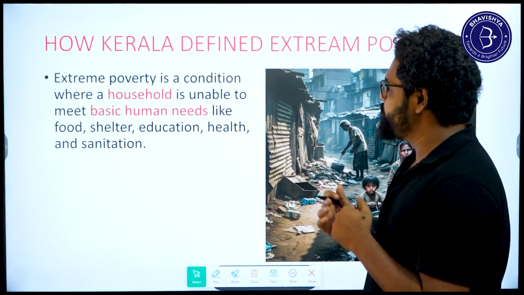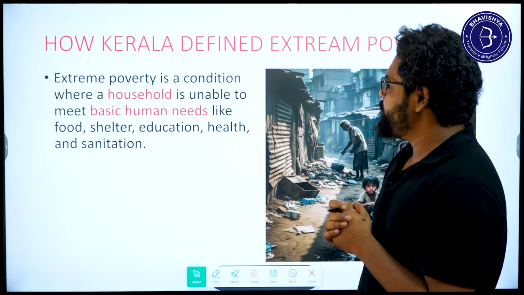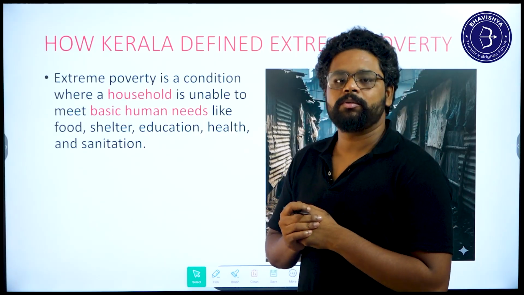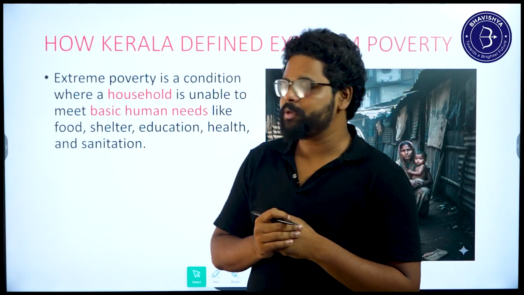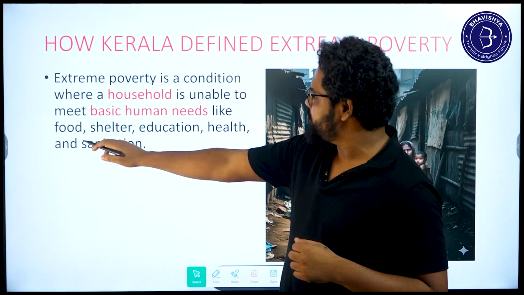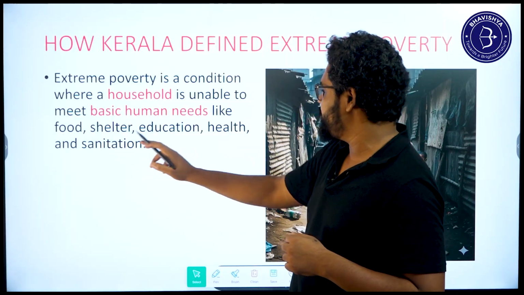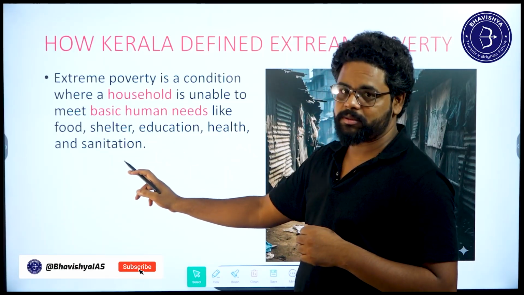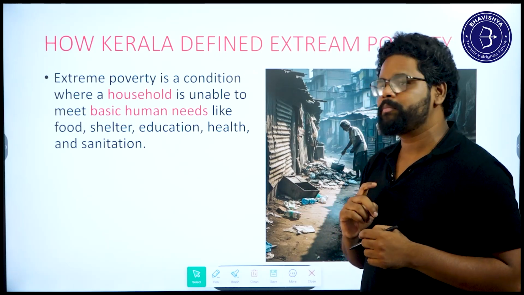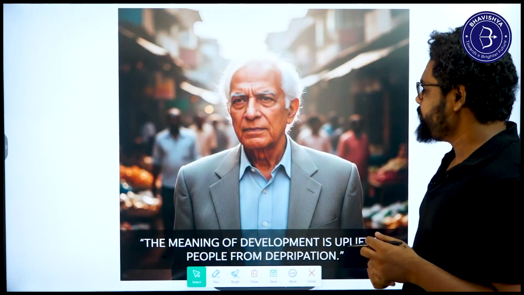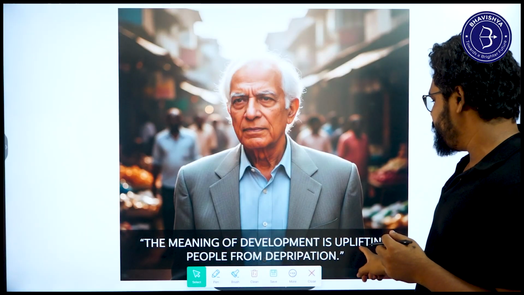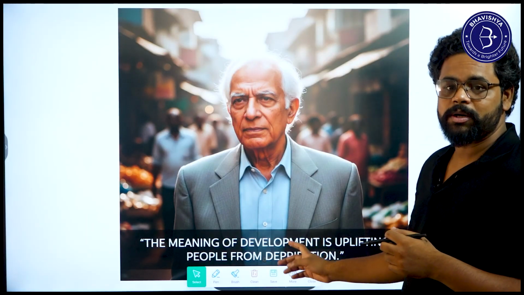So what we can take from this is that Kerala went with a multi-dimensional approach rather than a unidirectional approach. That means, you can see it has taken into consideration food, shelter, education, health and sanitation, right? In this context, you need to remember Amartya Sen, who said that the meaning of development is uplifting the people from deprivation. This is what he said.